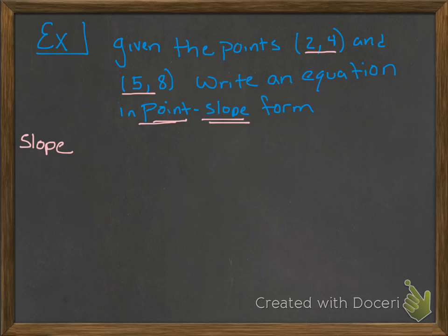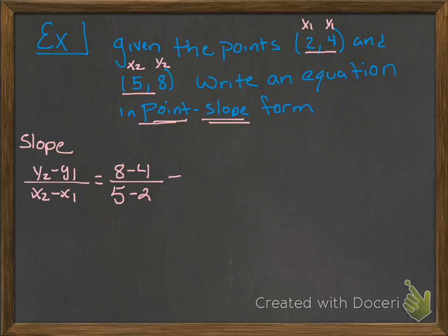To find my slope, I look at the change in y over the change in x, or y2 minus y1 over x2 minus x1. And so I'm going to label, this is my y2, x2, x1, y1. And I end up with 8 minus 4 divided by 5 minus 2. 8 minus 4 is 4 over 3. So my slope, and this is equal to m, is 4/3.